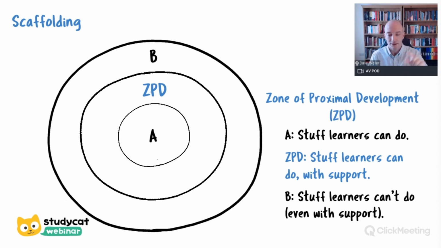the idea that if you look at the slide, you have A, that's everything a learner can do. B is stuff they have no idea how to do, even if you help them. But the ZPD is the area of things they can do if you can support them. So really your aims should be chosen in this level, and the level of your class should be at that level.